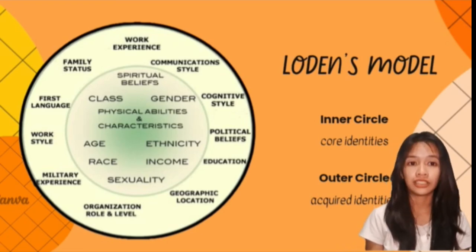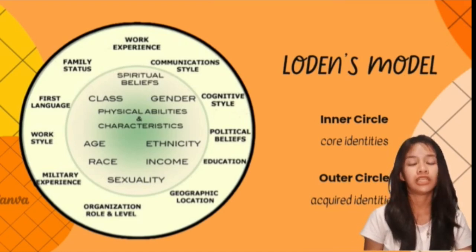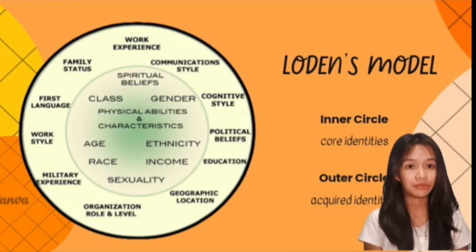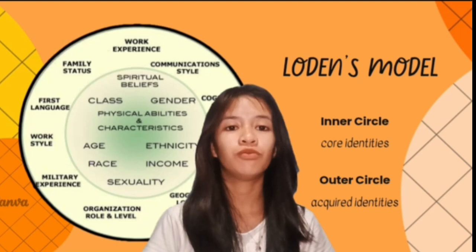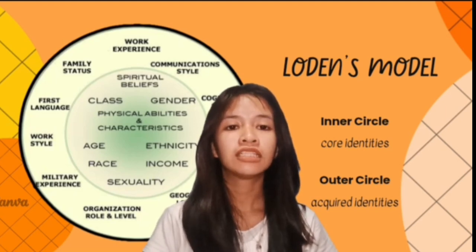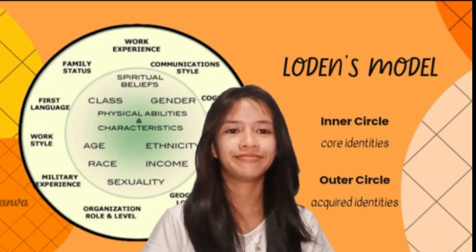On the outer circle, we have the acquired identities. These are the learned or developed traits that are shaped by the experiences of an individual and can change over time, like work experience, family status, political beliefs, education, etc. This model helps organizations and individuals recognize the various dimensions that contribute to a person's identity and how they impact workplace diversity, inclusion, and social interactions.